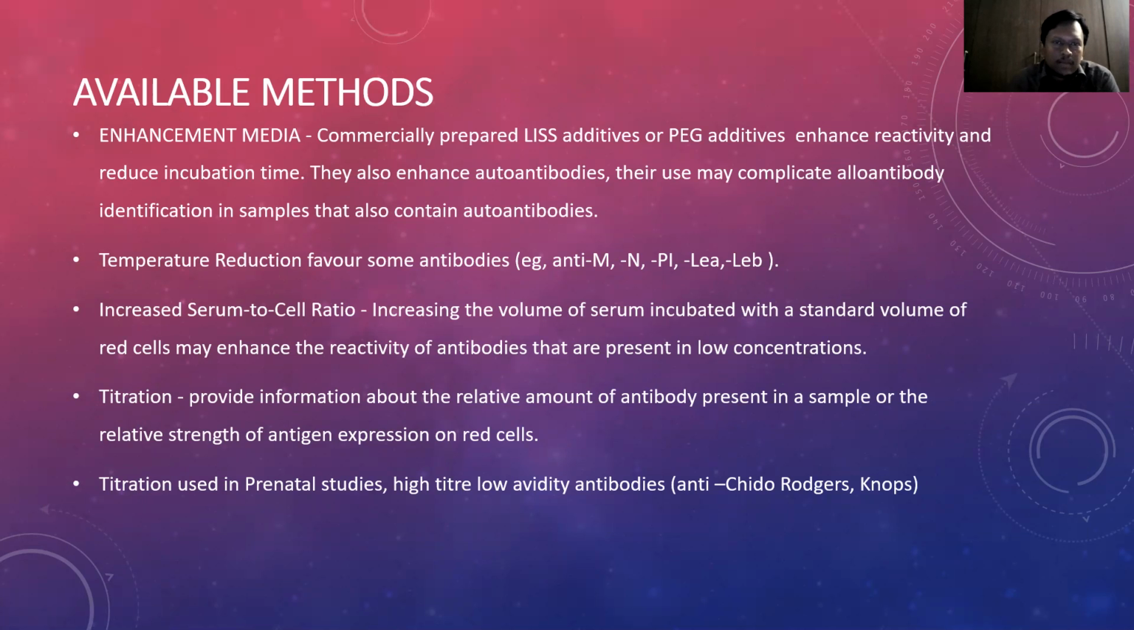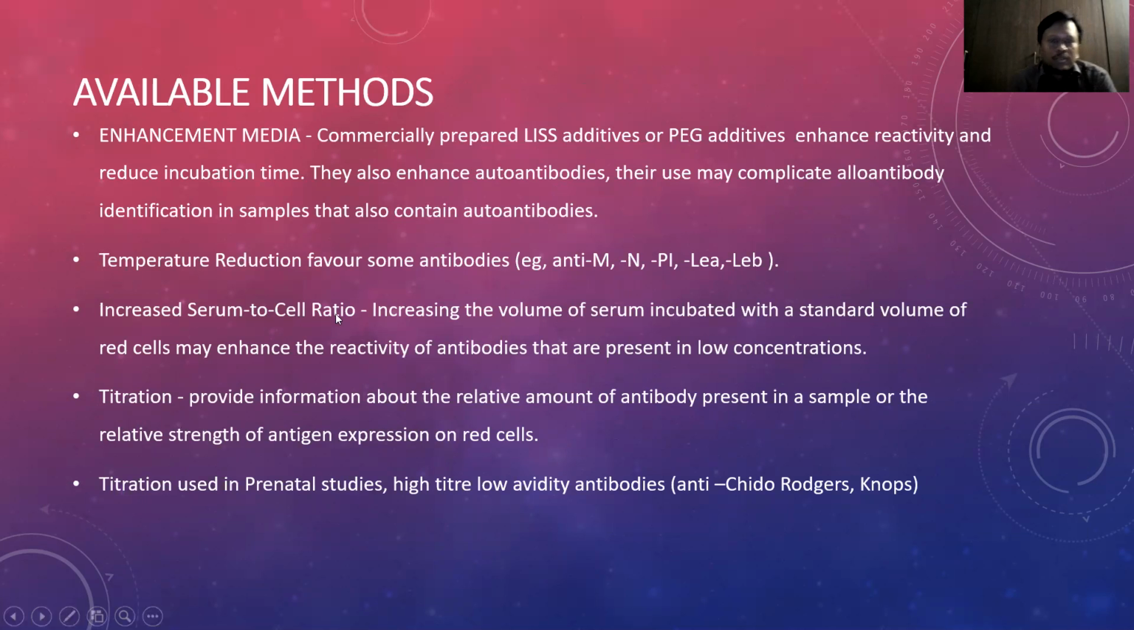Most blood centers have LISS or PEG additive. Using these will reduce the incubation time and also enhance reactivity. One of the main issues, as I told you before, is that they can enhance autoantibodies, which can complicate any alloantibody findings. Similarly, temperature reduction favors some antibodies. If we see anti-M and anti-N, they react at a lower temperature.